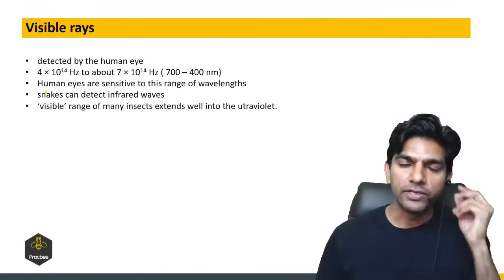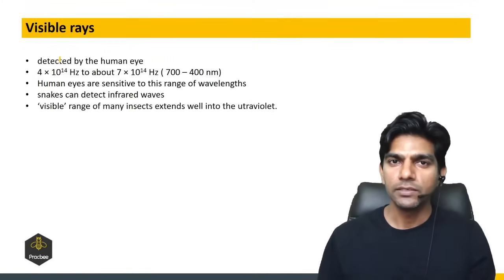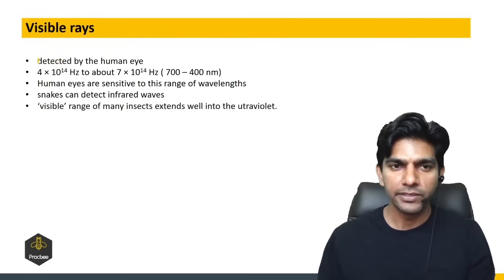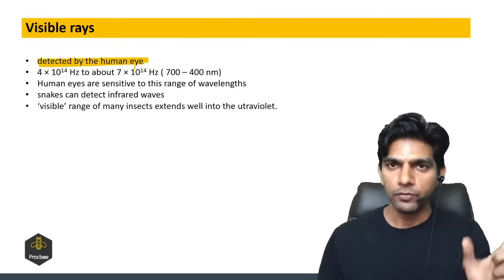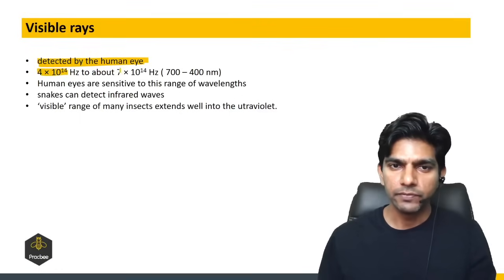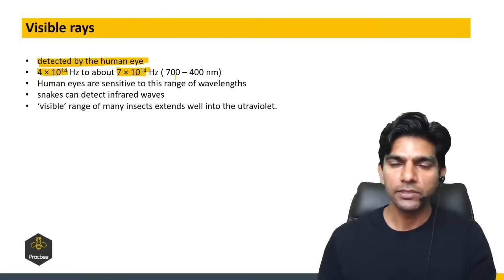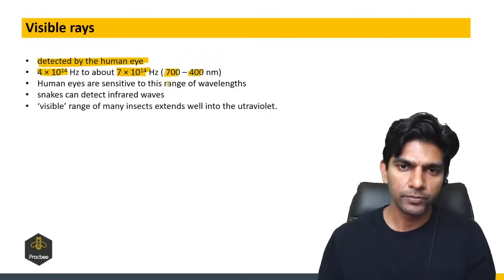So now let us see what visible rays, or the visible spectrum, are. These are the only electromagnetic rays which can be detected by the human eye. And what is the frequency range? It will be 4 into 10 raised to 14 hertz to 7 into 10 raised to 14 hertz, or in nanometers we can show it as a wavelength range of 400 to 700 nanometer.